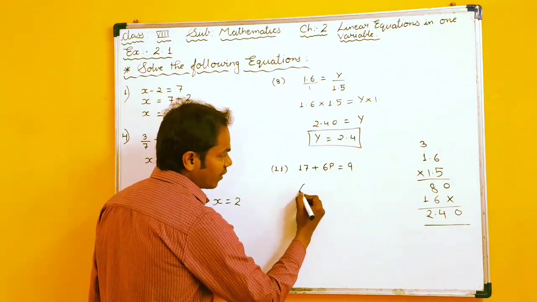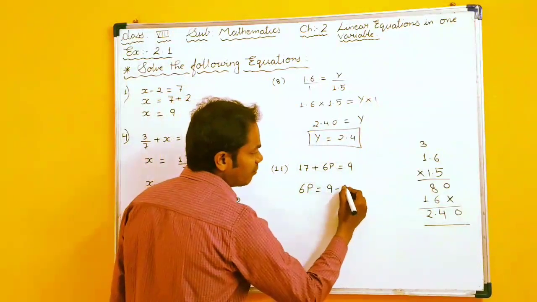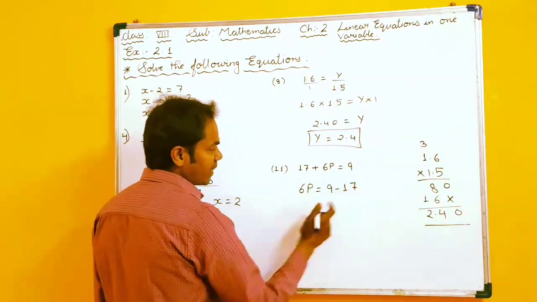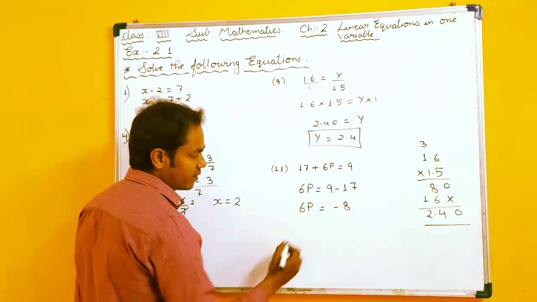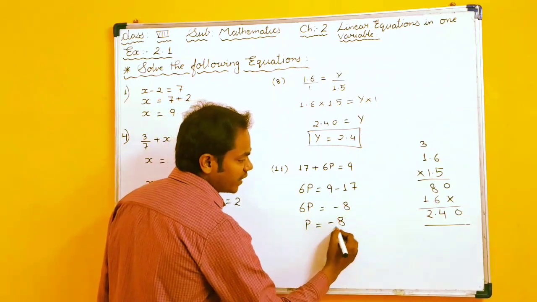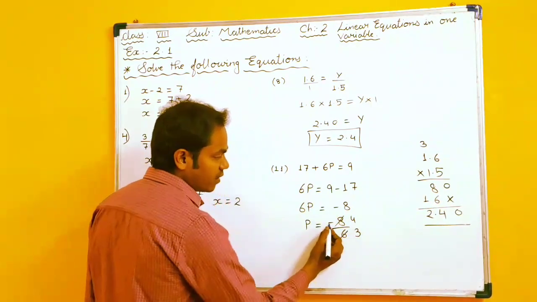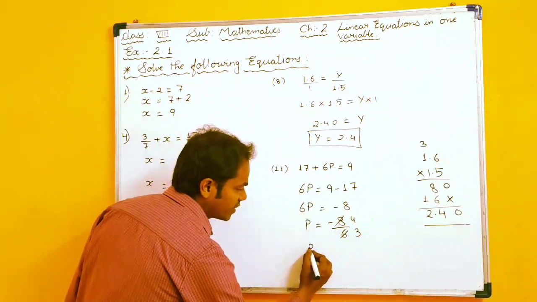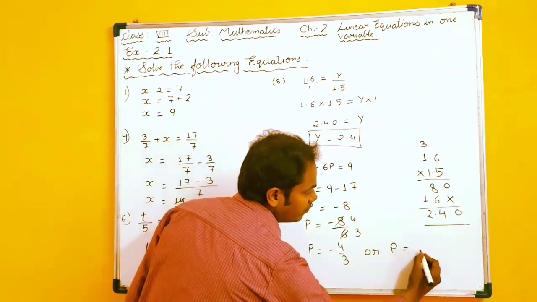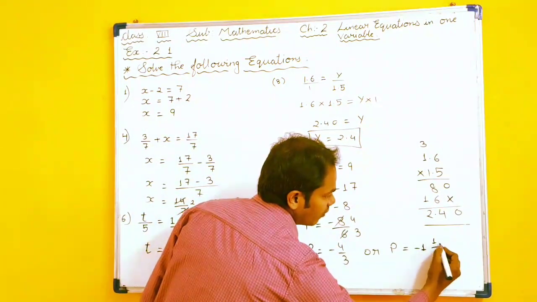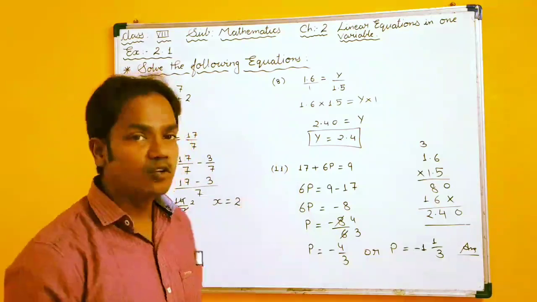Now 11th question, 6p is equal to 9 and this 17 when you shift it will become minus 17. So 9 minus 17 is equal to minus 8. p is equal to minus 8 upon 6. Reduce it. 2 fours are 8. 2 threes are 6. p is equal to minus 4 upon 3, or you can write it in mixed fraction. p is equal to minus 1 and 1 upon 3. This is your answer. This is your exercise 2.1.